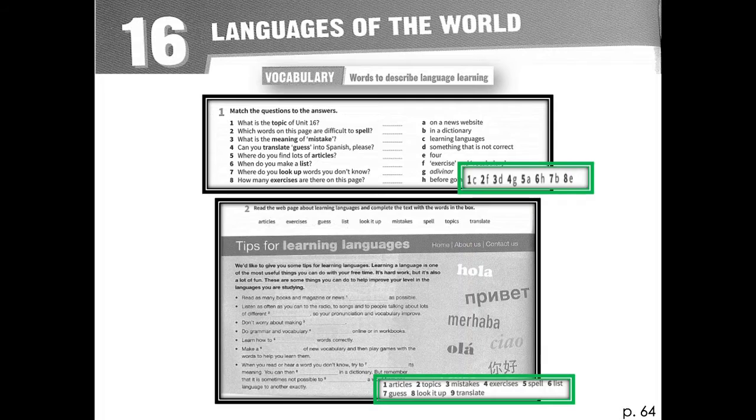Number 2, listen as often as you can to the radio, to songs, and to people talking about lots of different topics, so your pronunciation and vocabulary improve. That's true especially if you need to learn lots of new words in another language. So you start out with the basic ones like greetings, names of food, and names of things around you like books and tables and chairs.